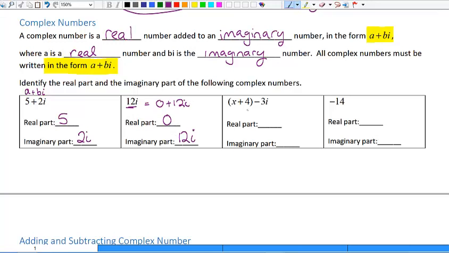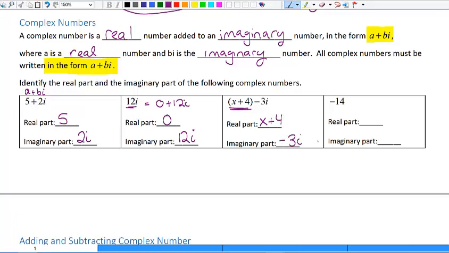On our next problem, x plus 4 minus 3i. I know this might be hard to think about, having a variable, but we've been dealing with variables for quite some time now, and they've all been real. So the real part is x plus 4. The imaginary part is the minus 3i.